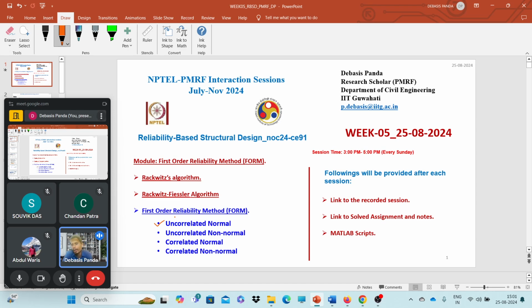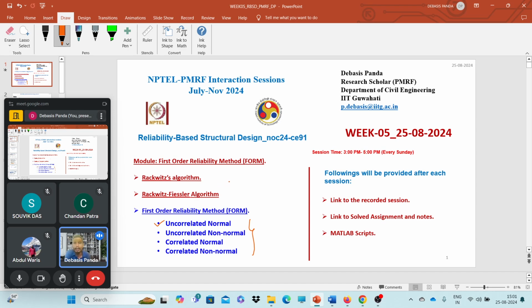Today we will go through four possible cases where random variables in the limit state can be correlated, can be uncorrelated, can be normal, or can be non-normal. First we will go through those four possible cases, and we will make one generic function file of Rackwitz, as well as a generic function file for the Rackwitz-Fiessler algorithm to solve those first order reliability problems.